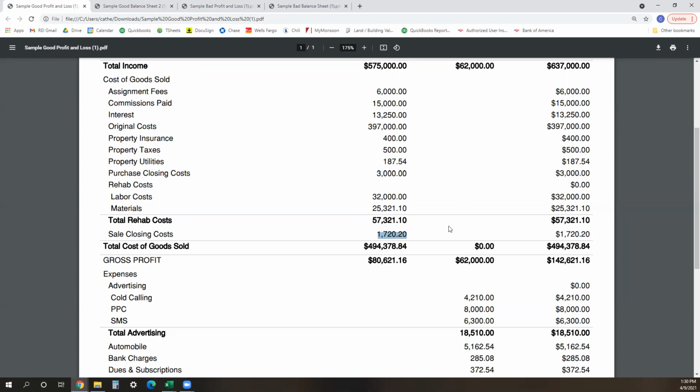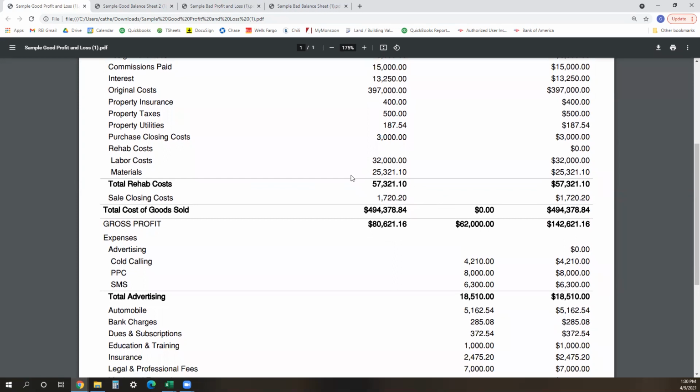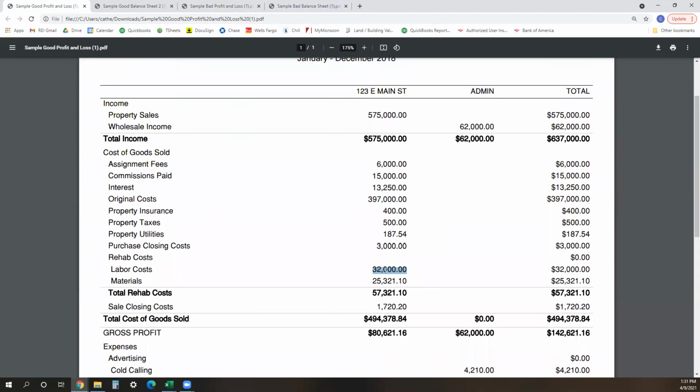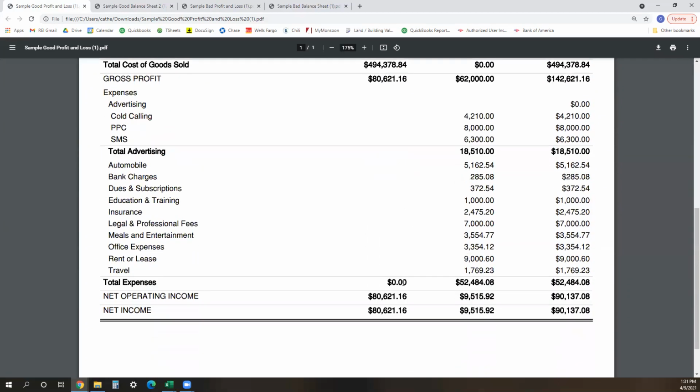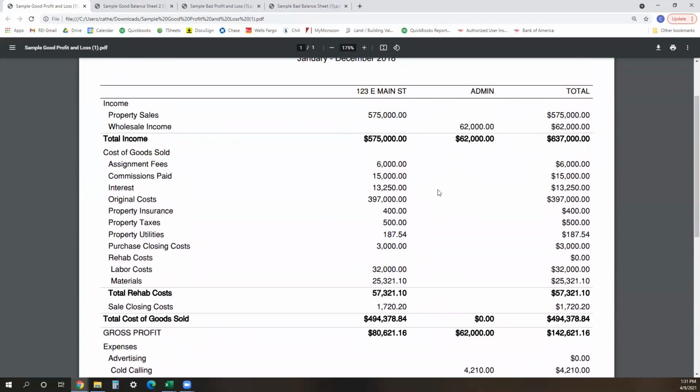So if you wanted to see that, decide which title companies aren't charging outrageous fees, that would be a good resource to look at. And then you've got your rehab costs separated between labor and materials. So all of those categorized as a cost of goods sold because you rehabbed the property, and then you've got your net income, $80,621.16. And then we've got this second column over here labeled as admin.